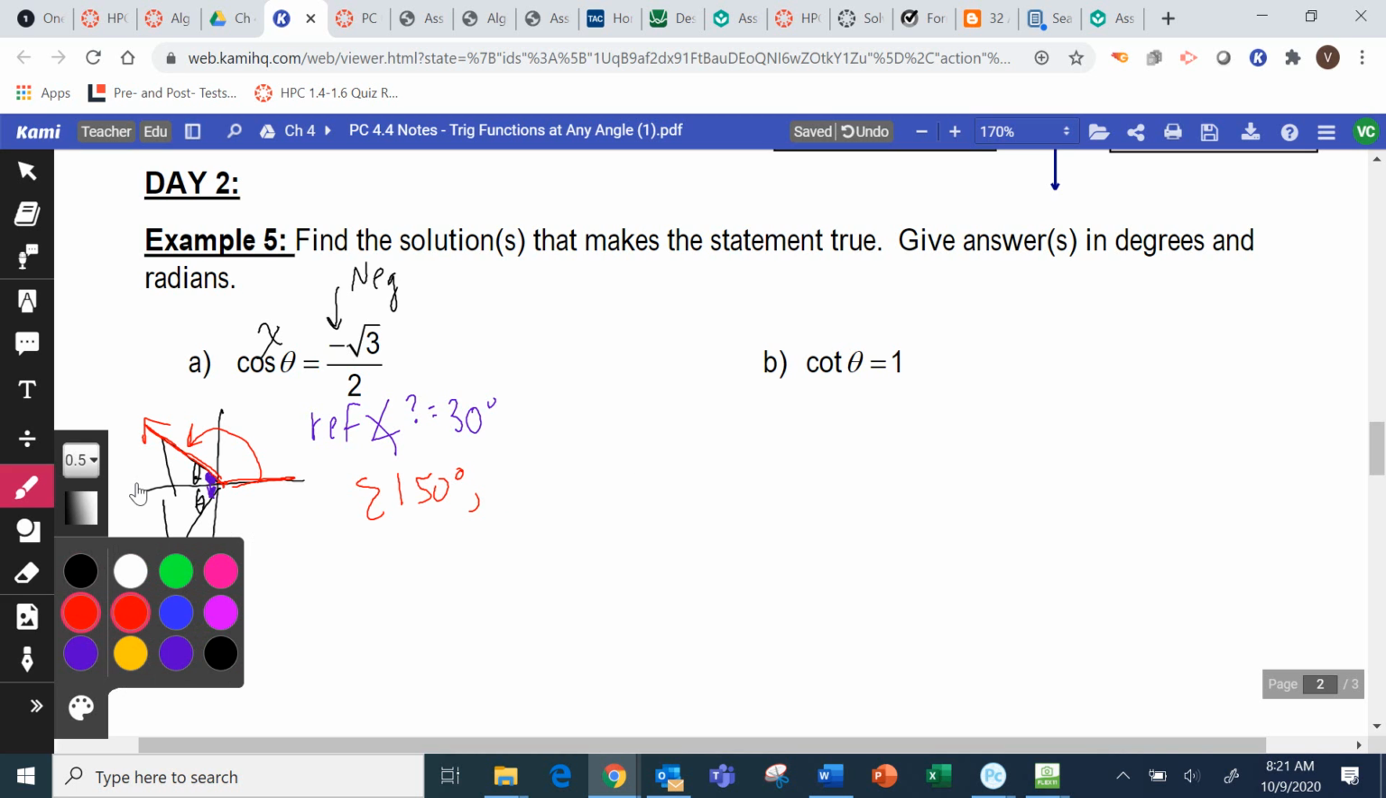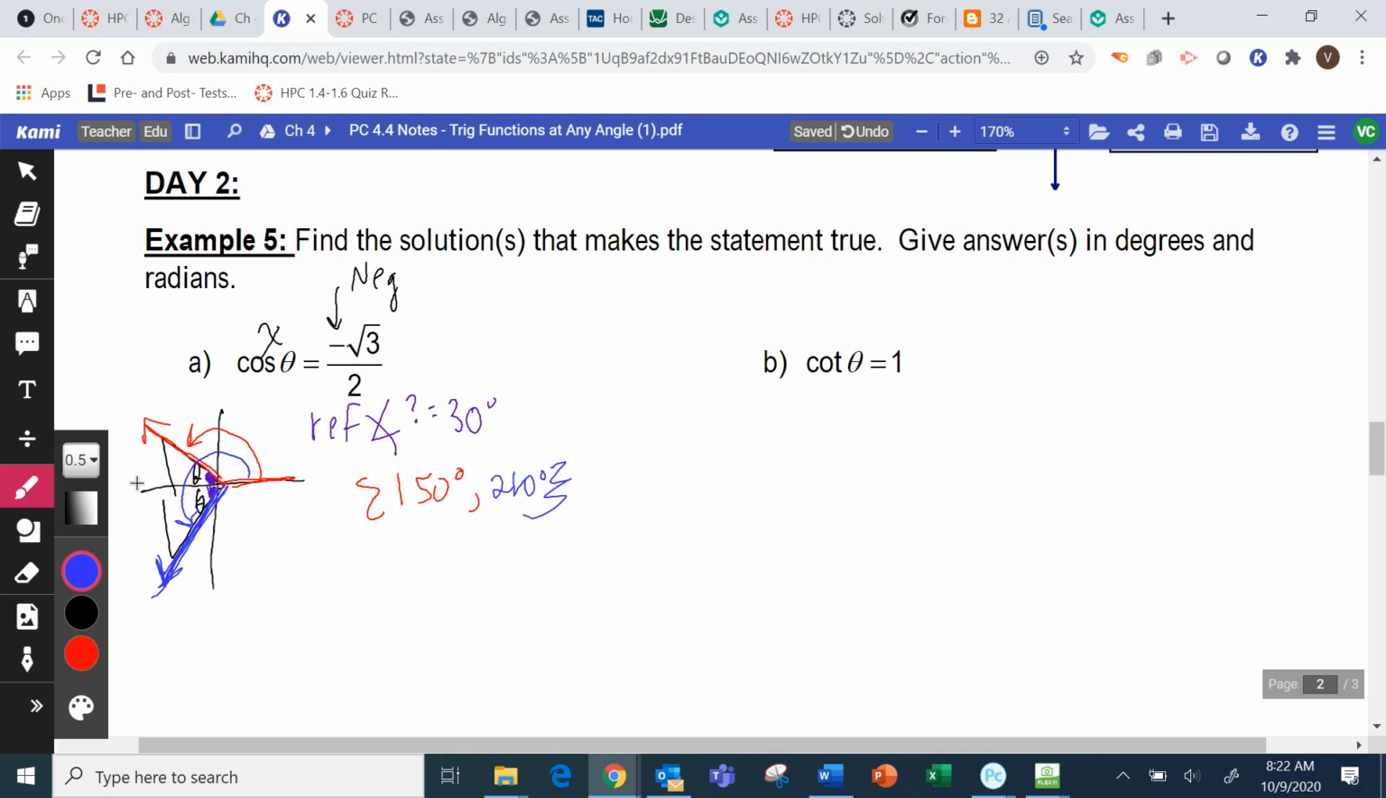If, change my color. I don't have that many colors to choose from. Blue. If we start here and we go all the way down into the third quadrant, what angle has a reference angle of 30 degrees but in the third quadrant? 210. So that would be my two answers. However, that's if I go around one time. Could I have gone the other direction? Could I have gone clockwise? If I went clockwise, it would be negative 150 and negative 210.